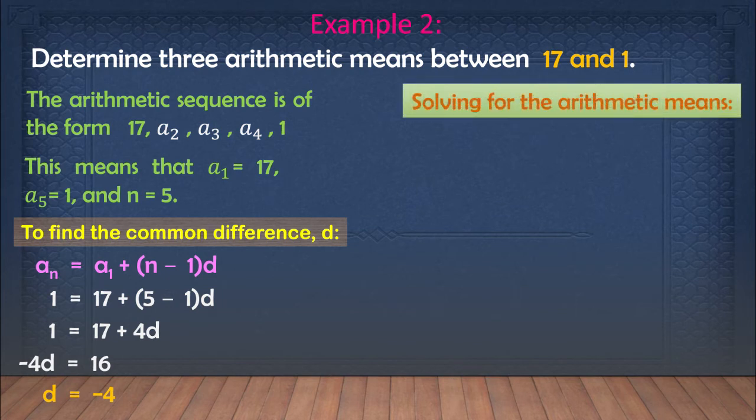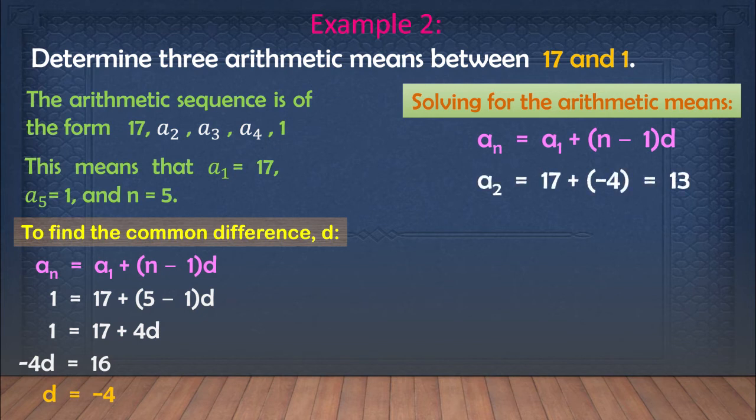So solving for the arithmetic means, again, we use the formula for arithmetic sequence. This formula. So to solve for a sub 2, we have a sub 2 is equal to a sub 1, that is 17, plus negative 4. Since n here will be 2, so 2 minus 1, that is just 1. d is negative 4, so 1 times negative 4 is just negative 4. Therefore, a sub 2 is 13.